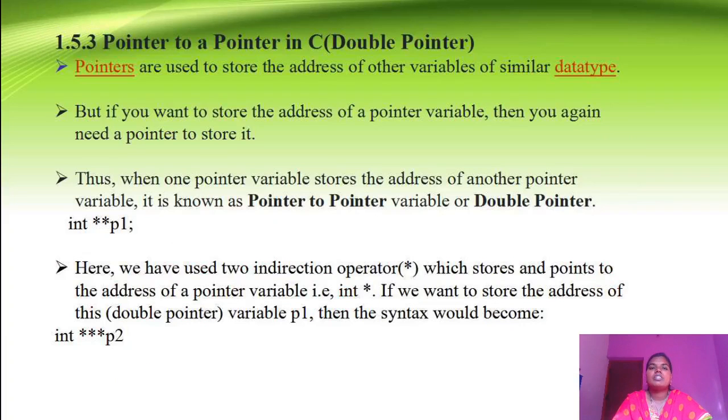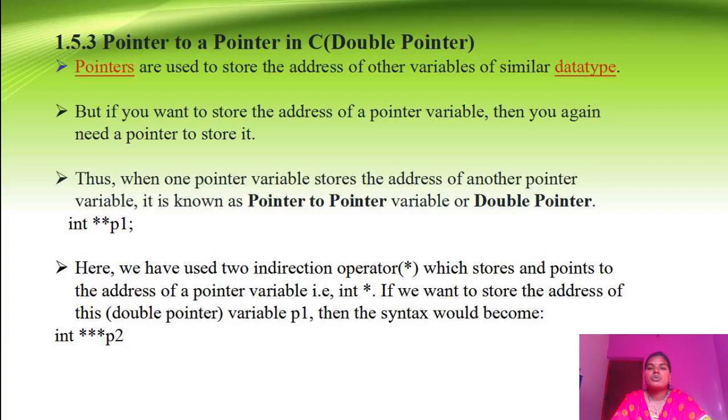The next concept is pointer to a pointer, or double pointer. Pointers are used to store the addresses of other variables of a similar data type. But if you want to store the address of a pointer variable, then you again need a pointer to store it. That means an address is also a number, so pointers are usually used to store addresses.